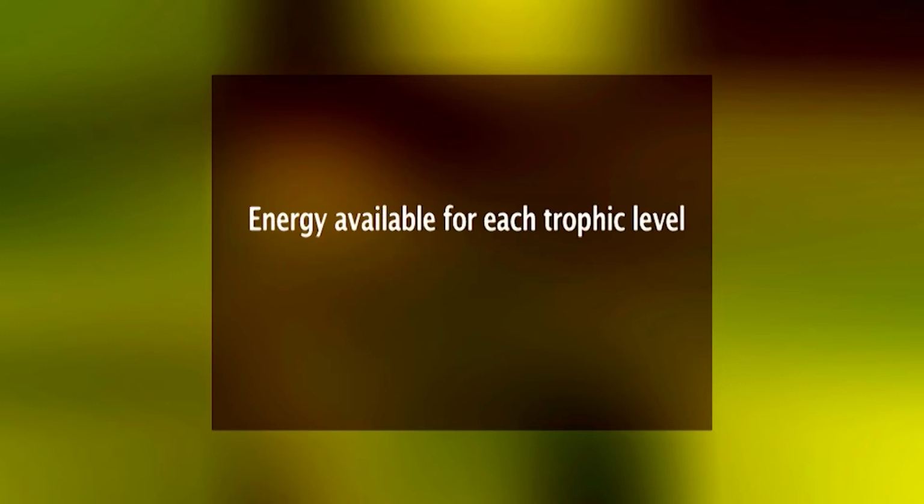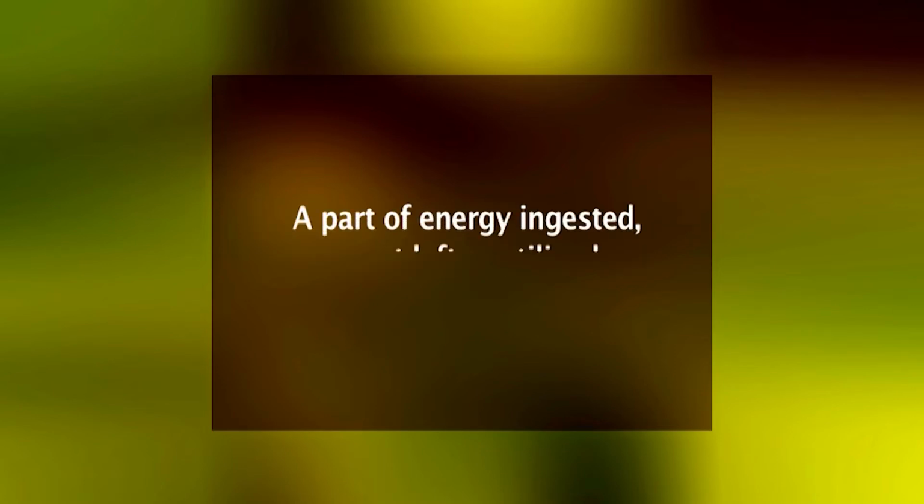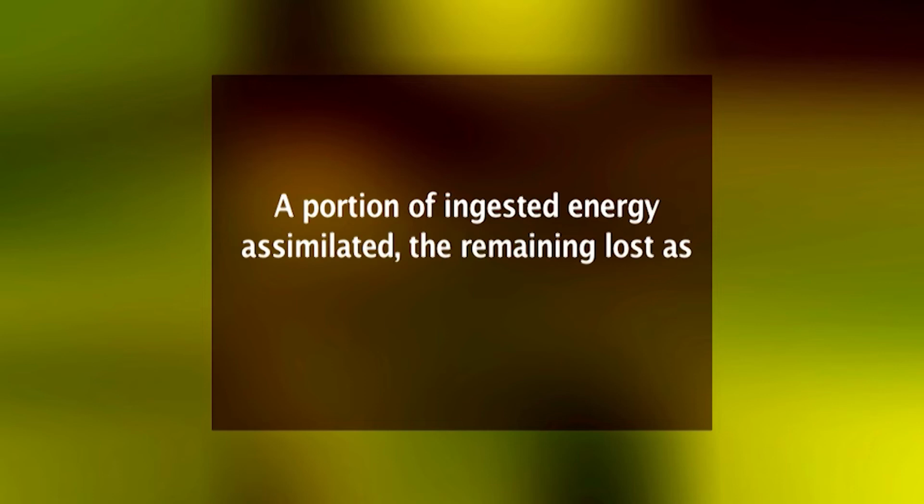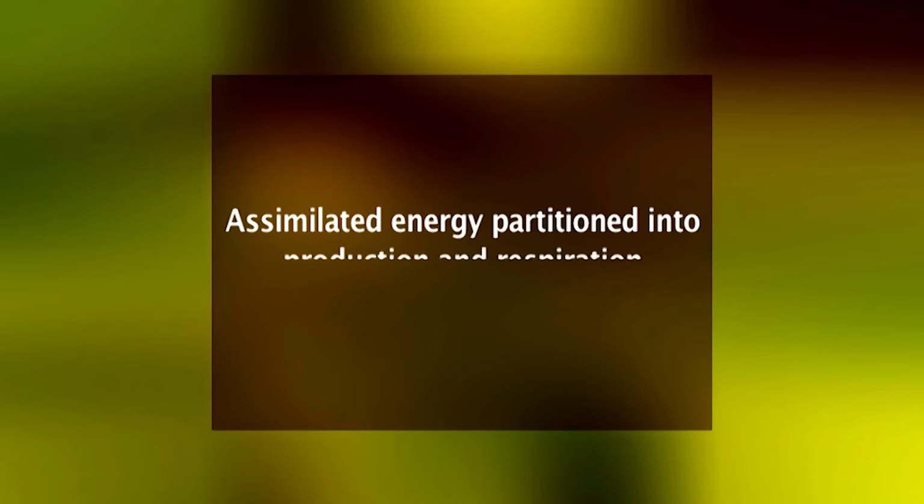Energy available for each trophic level is partitioned in a number of ways. Part of the energy is ingested and part is left unutilized. A portion of the ingested energy is assimilated and the remainder is lost as egested or fecal matter. The assimilated energy is partitioned into production and respiration.